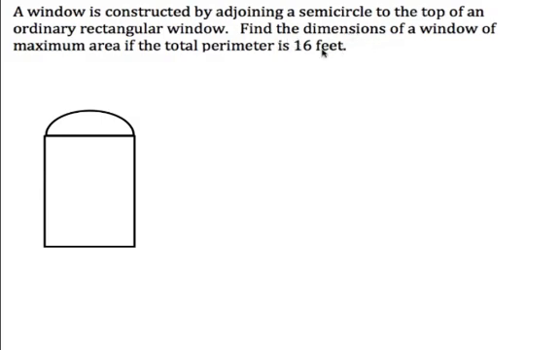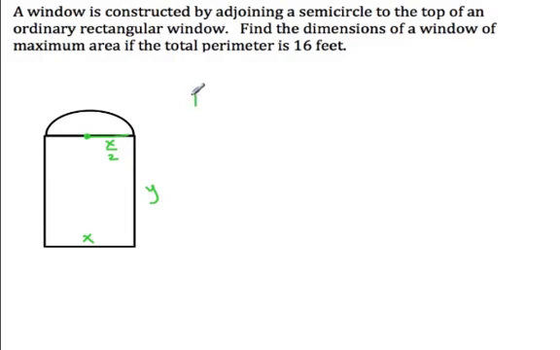Find the dimensions of the window with maximum area if the total perimeter is 16 feet. So this entire perimeter is 16 feet. So what is the perimeter? Well, let's say that this is a width of x and a height of y, which means the radius is x over 2.